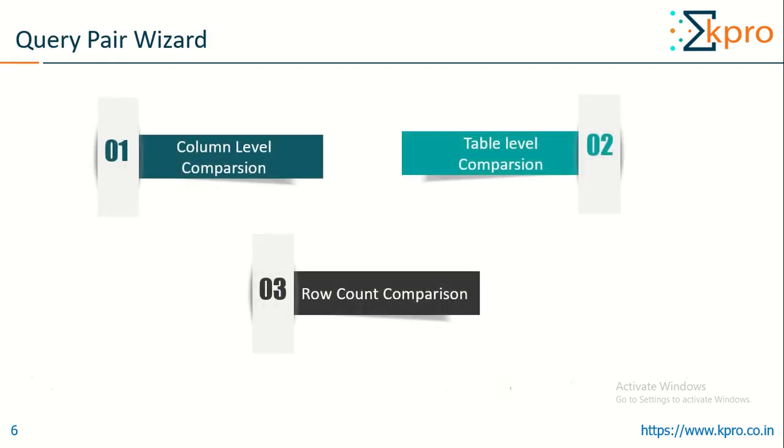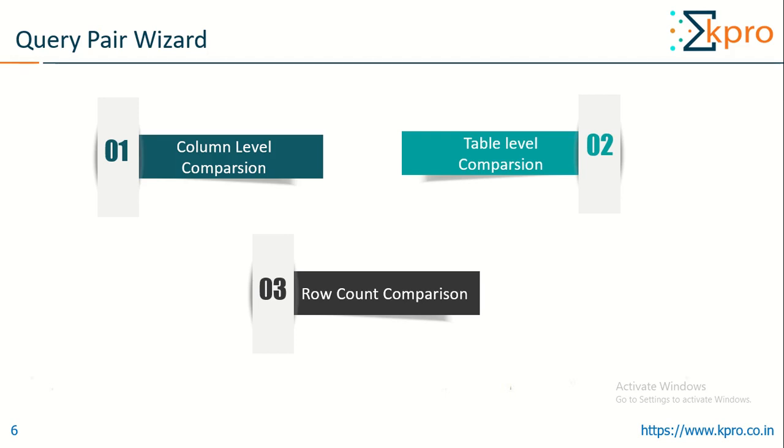These are some of the Querysurge wizards: column level comparison, table level comparison and row count comparison. Column level comparison validates the data points in selected columns and allows for the addition of filtering. Table level comparison validates each data point in the source table against its corresponding data point in the target table. Row count comparison validates the number of rows in each selected table.